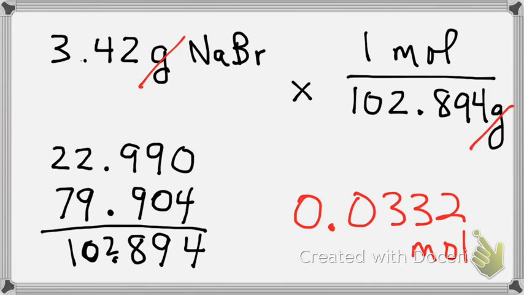I saw many of you write this in scientific notation. That's totally acceptable. So if you wrote 3.32 times 10 to the minus 2 moles, full credit. 3.3 times 10 to the minus 2 moles, full credit. 0.033 moles, full credit.